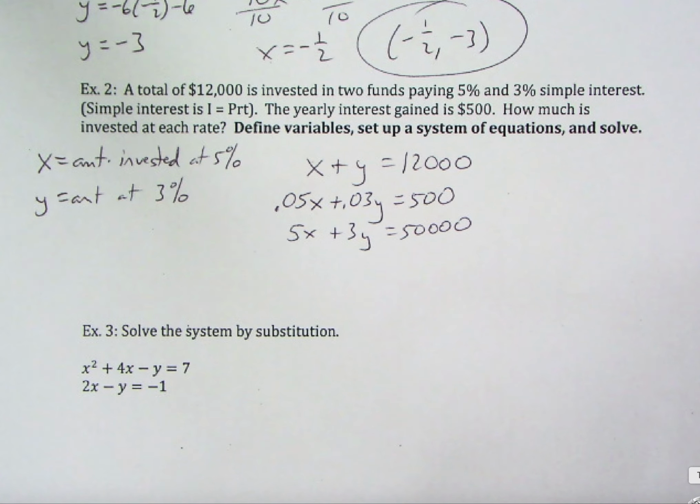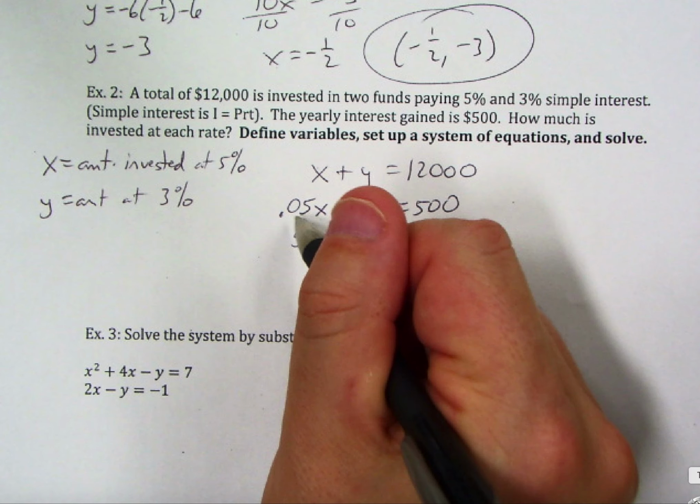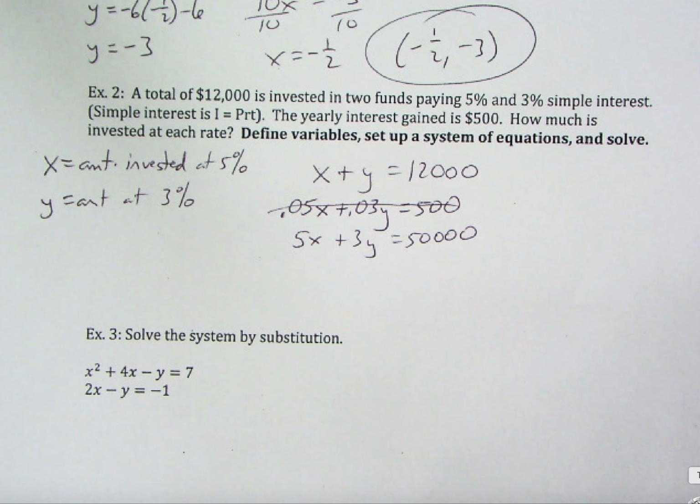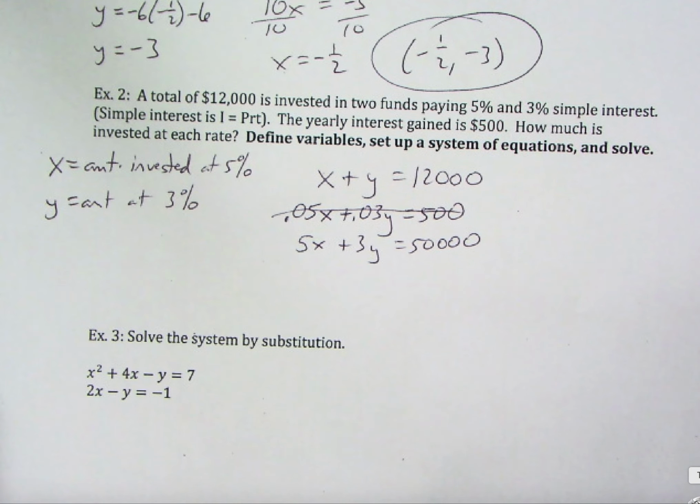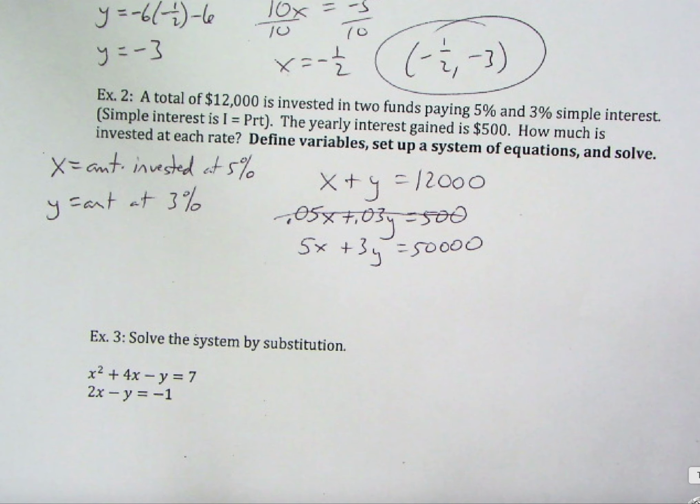I'm just multiplying everything by 100. And then I just lightly cross out that middle one. I'm done with that equation. Here's my system right here. And now I'm going to solve it just like we did back in example 1.